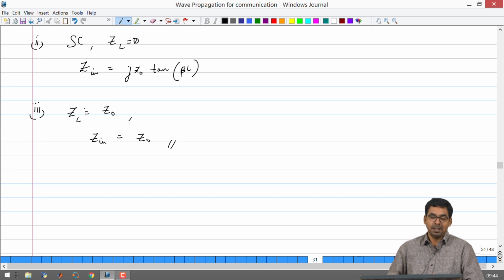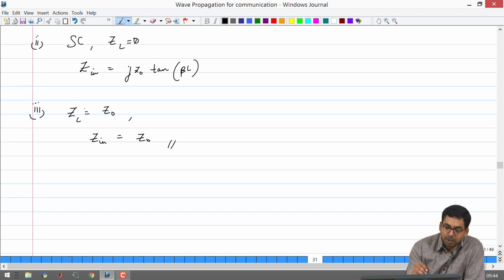ZL will be equal to Z naught, and the unit of Z naught is simply ohms and it is square root of L divided by C in ohms. So, if you have a lossless transmission line, excited by an AC source, and if ZL is equal to Z naught, no matter what electrical length you take for your transmission line, at the input side you will measure only Z naught.